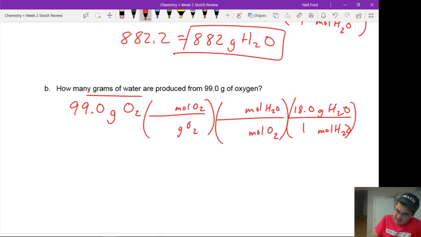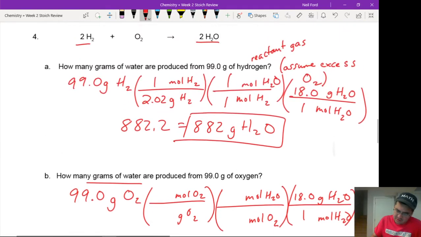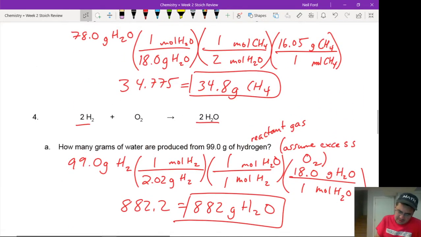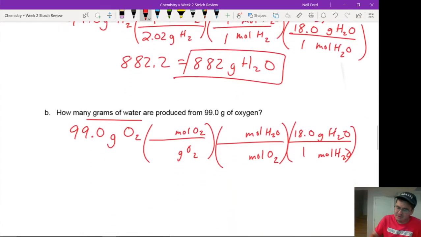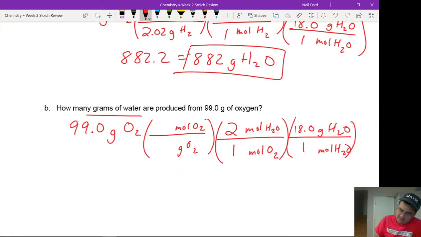Mole of oxygen. I go look at the stoichiometric coefficient. Looks like this time one oxygen makes 2 waters. And there's 32.0 grams of oxygen in 1 mole. 16 plus 16. So 99 divided by 32 times 2 times 18. I got 111.4, which rounds to 111 grams of water.